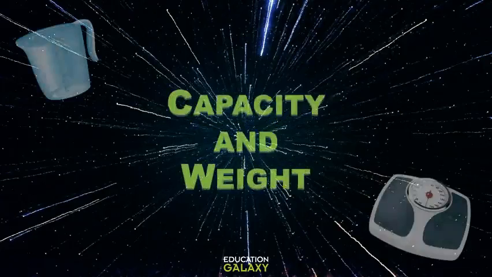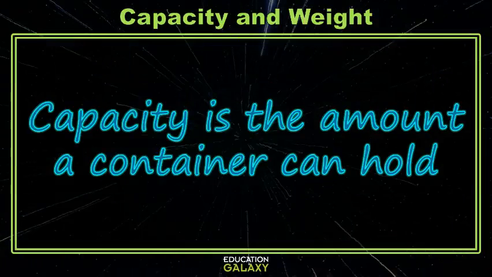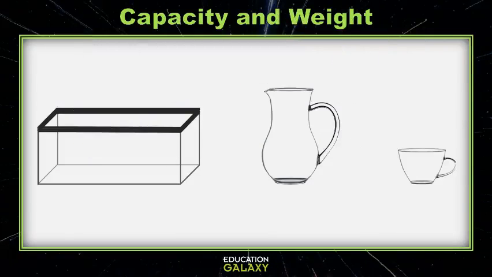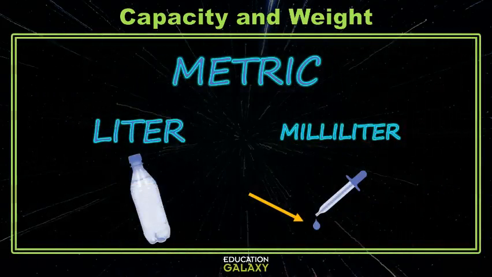Hey everybody, today we are talking about capacity and weight. So what is capacity? Capacity is the amount a container can hold, and different containers can hold different amounts. Sometimes you'll see containers with some amount of fluid in them, and you'll be asked to find out how much is in them. Well, to measure those amounts, in the metric system, we have units of liters and milliliters. A liter is about a bottle of drinking water, and a milliliter is about a drop.